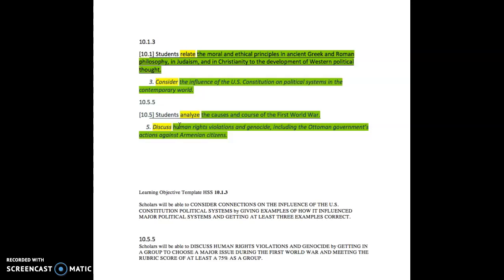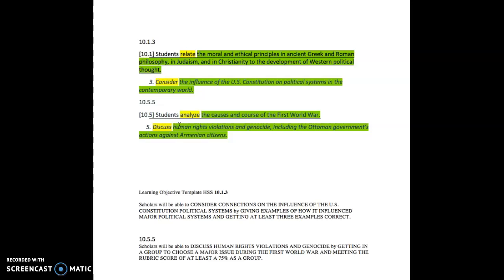So for content 1.3 for the 10th grade, so 10.1.3, it uses the verb relate, which is under the analyze category, and it's used to draw connections. And the substandard 3 uses the verb consider, which also is a verb for analyzing that falls under Bloom's taxonomy. And this is able to distinguish parts, draw connections, and stuff like that when relating to the content of the standard.